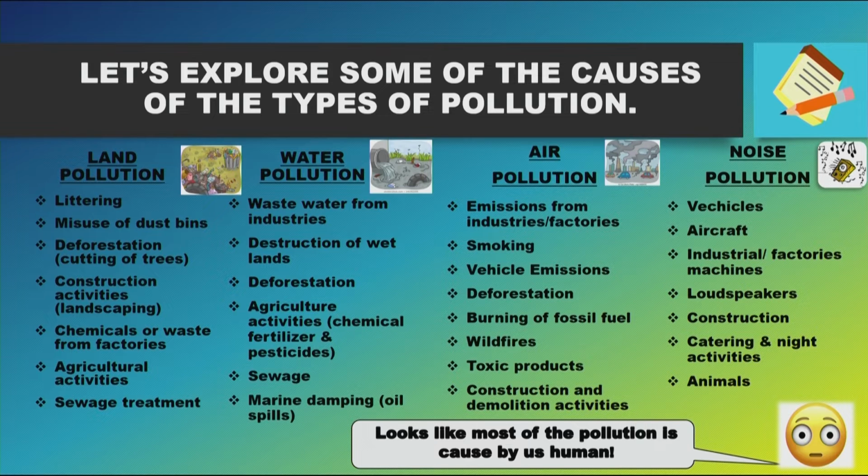So let us look at water pollution. So water pollution is mostly caused by waste water from factories, destruction of wetlands, deforestation as well, agricultural activities such as chemical fertilizers or pesticides, waste, marine dump or oil spill.